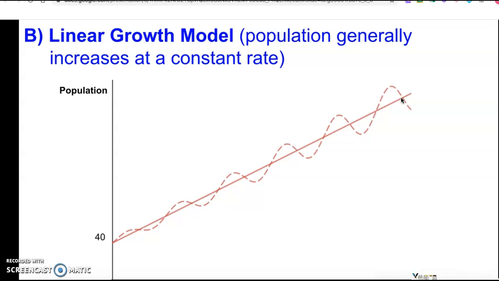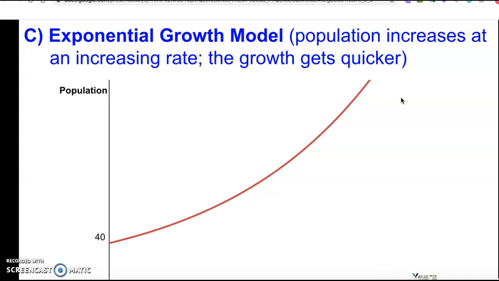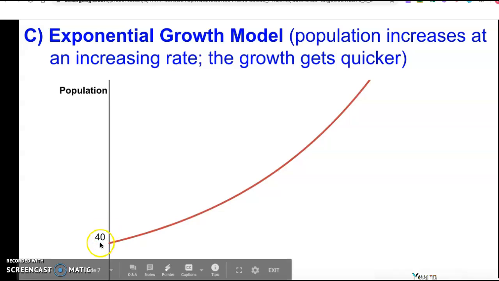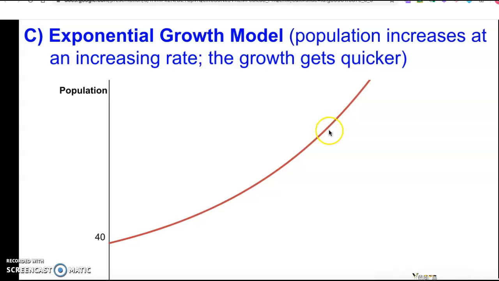That's option B. Option C is called the exponential growth model. So it's still growth, so you're still predicting that the population starts at 40, but it goes up. But this time, it doesn't go up in a straight line. This time it's going up in a curve, and this curve is getting steeper and steeper as you go. So that's the difference between the linear growth model and the exponential growth model. The population increases at an increasing rate, so the growth gets quicker.